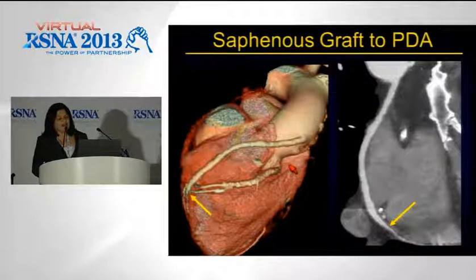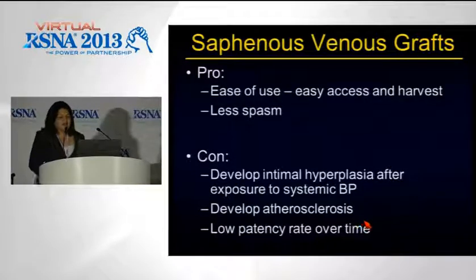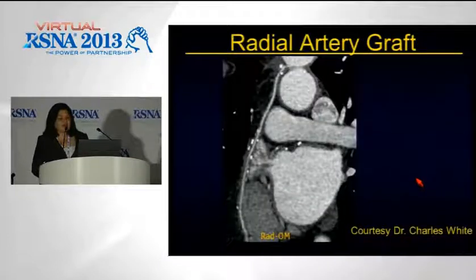So here is the native right coronary artery. This is the patent saphenous venous graft to the PDA, widely patent, a few foci of calcification. Here are those two branches, the saphenous venous grafts to OM1 and OM2, widely patent grafts. So saphenous venous grafts are easy to access and harvest, and they're less prone to spasm, but they do develop intimal hyperplasia, and they're more prone to developing atherosclerosis, and they have a low patency rate over time.